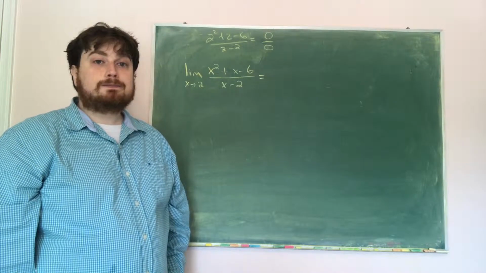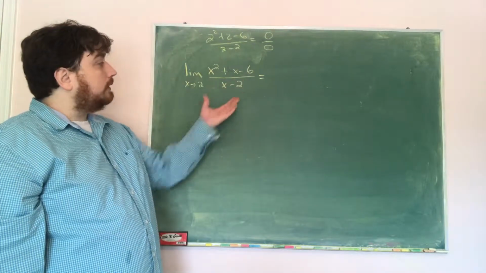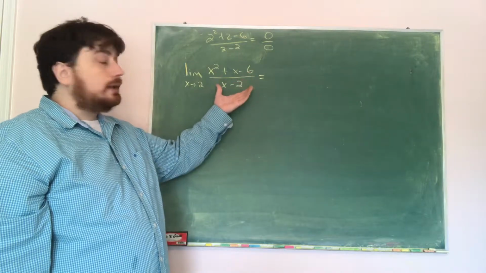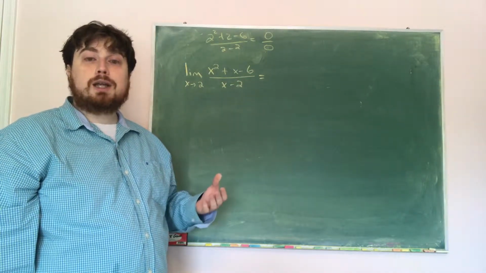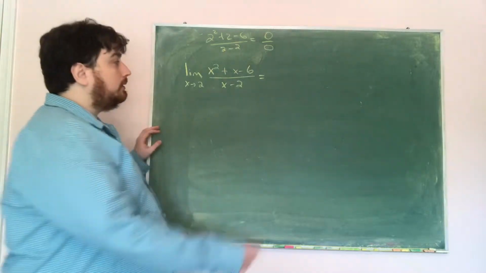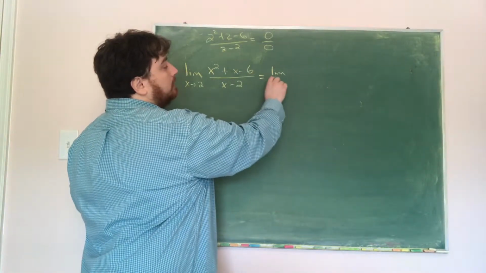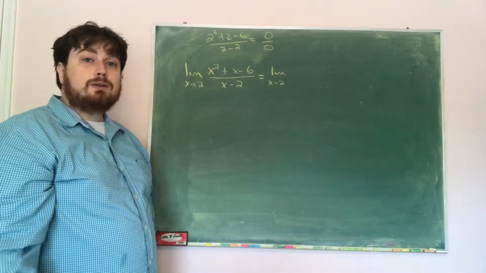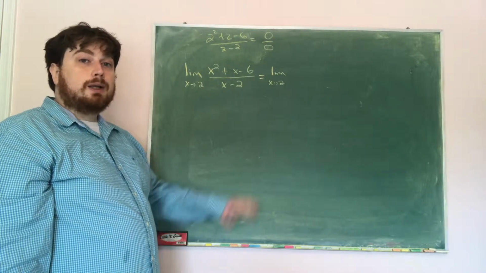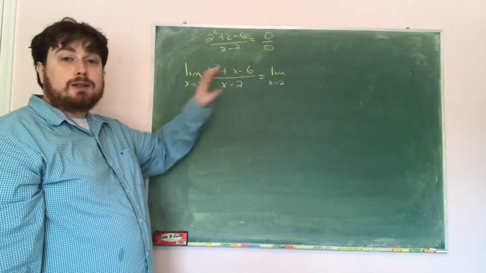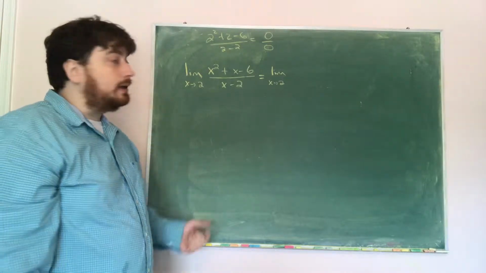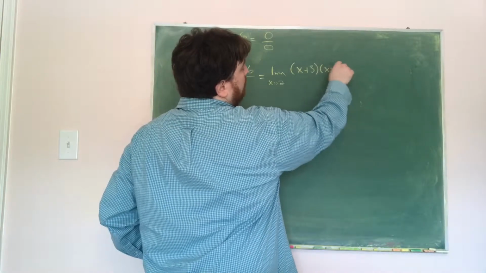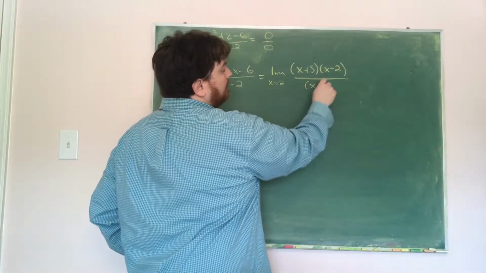and so we're going to have to do more work. In this case, we have a rational function, and so the technique here is that we can factor the top and bottom and hopefully cancel something out. So I'm going to rewrite this as the limit as x goes to 2 of, well, what does x squared plus x minus 6 factor into? I need numbers that multiply to negative 6 and add to positive 1. I think that's positive 3 and negative 2.